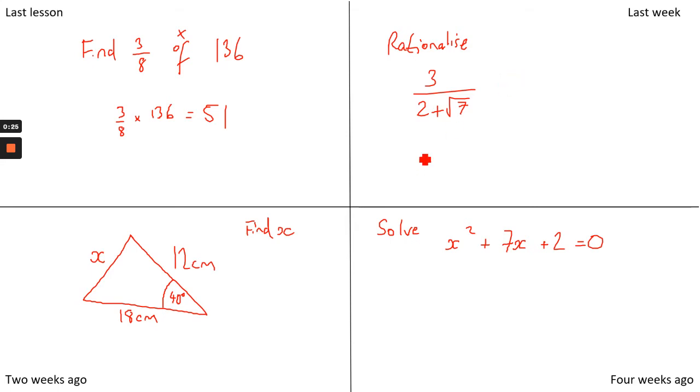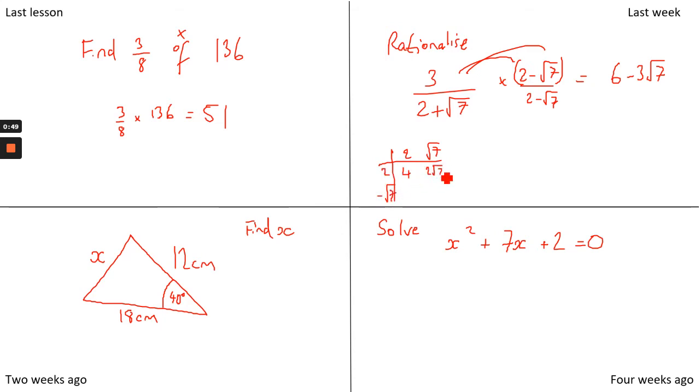Now, if you're rationalizing this, you need to multiply it by 2 minus root 7 over 2 minus root 7. Now, the numerator is just going to be 6 minus 3 root 7, making sure that you're multiplying all of it out. And the bottom is a difference of two squares. So we've got 2 plus root 7 multiplied by 2 minus root 7, which is going to give us 4, and these ones are going to cancel out because you've got 2 root 7 minus 2 root 7. Root 7 multiplied by root 7 is 7, so that's going to give us negative 7. So 4 subtract negative 7 is negative 3.